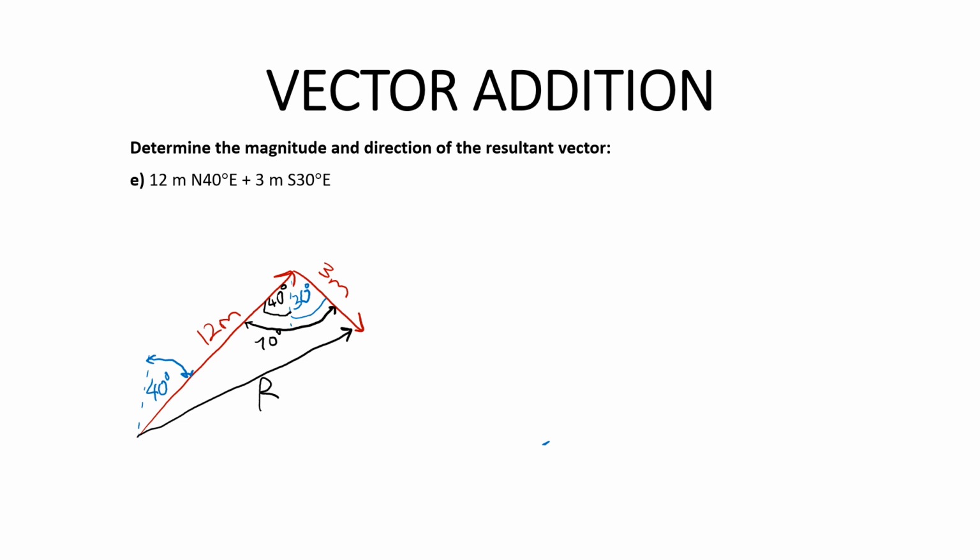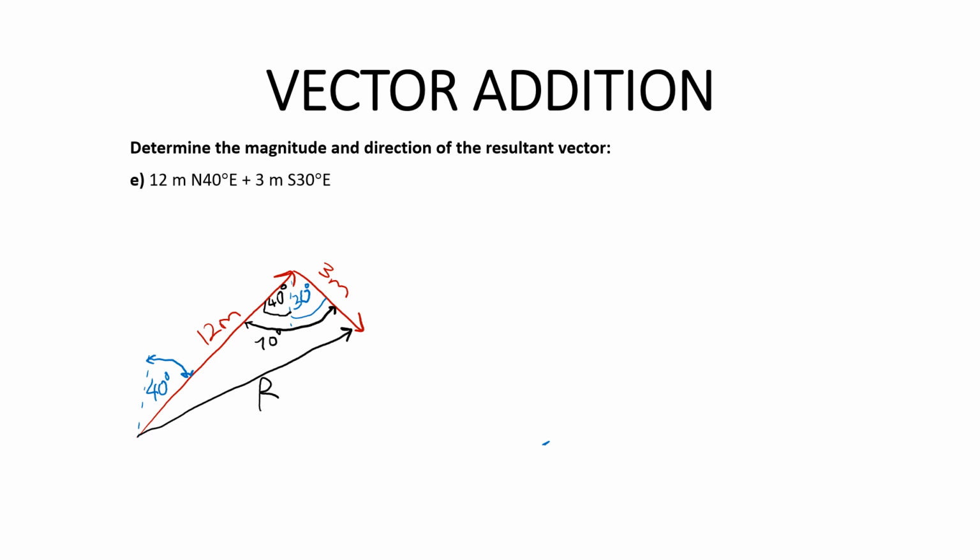In order to use the cosine rule to find this unknown R, we need to know the angle that is opposite to R, and in this case we have the angle that is opposite to the unknown side, which is 70 degrees. We also need to know the other two sides of the triangle, and in this case we have the two values, 3 meters and 12 meters.